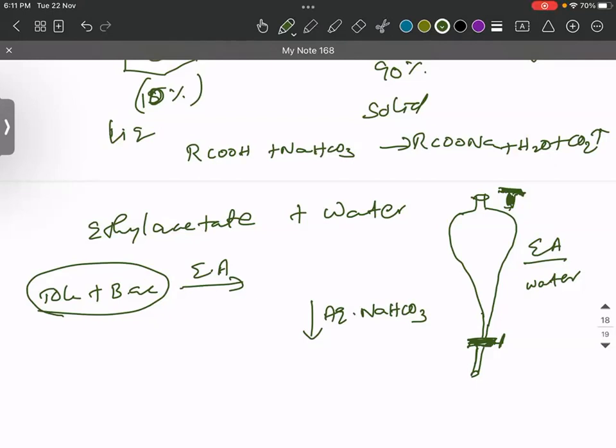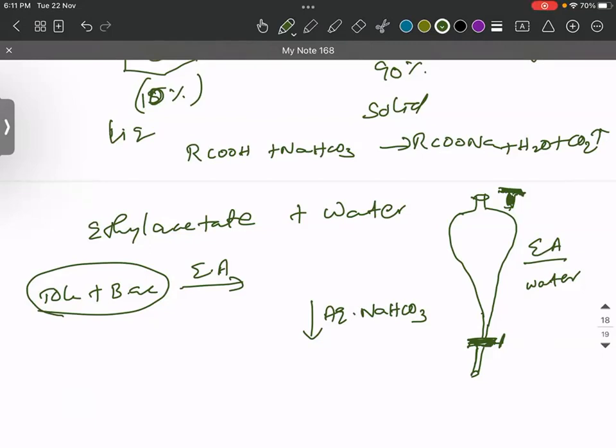That's why, if you are doing salt analysis in your laboratory, you take the sodium carbonate extract. Why are you doing that? Because you are converting into the sodium salt, a double decomposition reaction. That's why it is soluble in water. So we know that most covalent compounds will not dissolve in water.